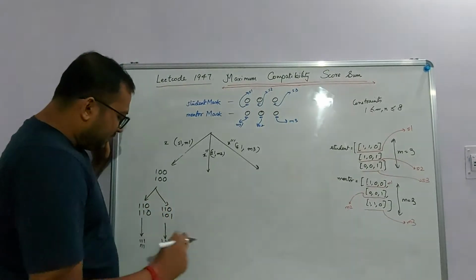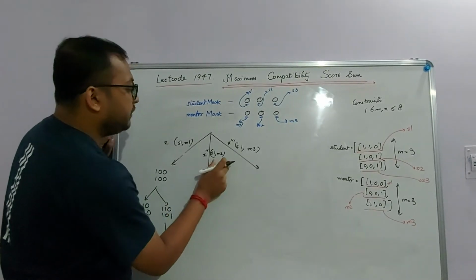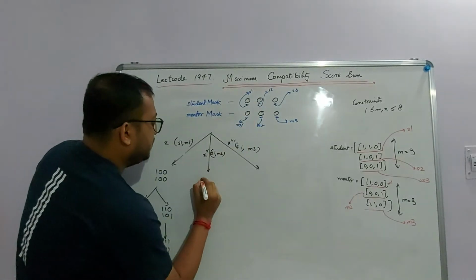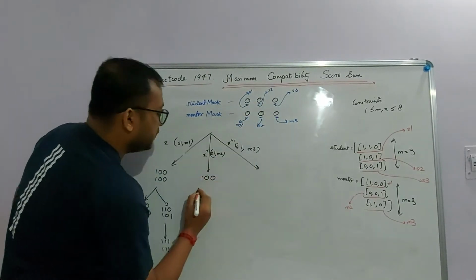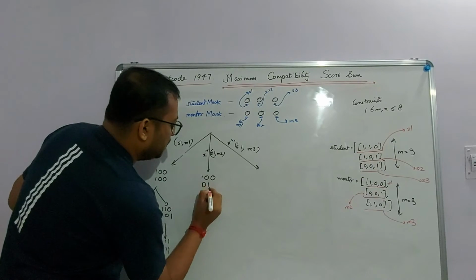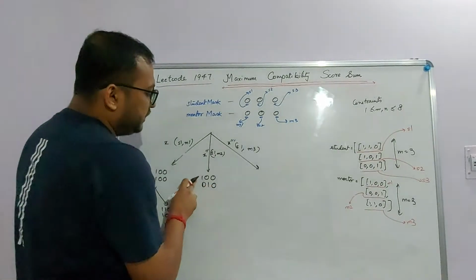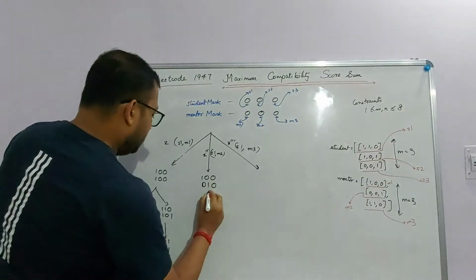So next I show this. Here we have matched student 1 with mentor 2, so that means 1 0 0, and I have mentor 2 as 1 0 1 0. This student 1 and mentor 2 are already taken. Let's go ahead.